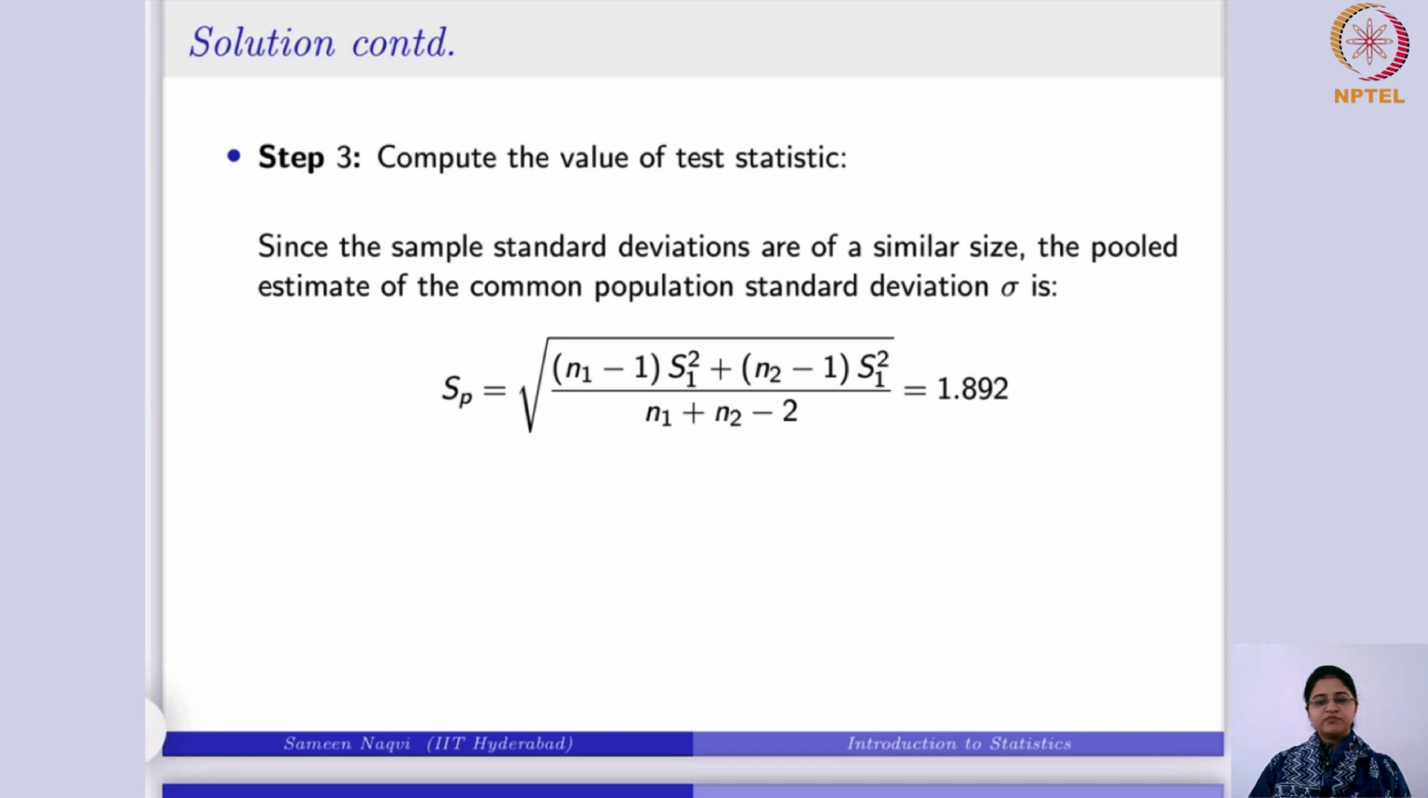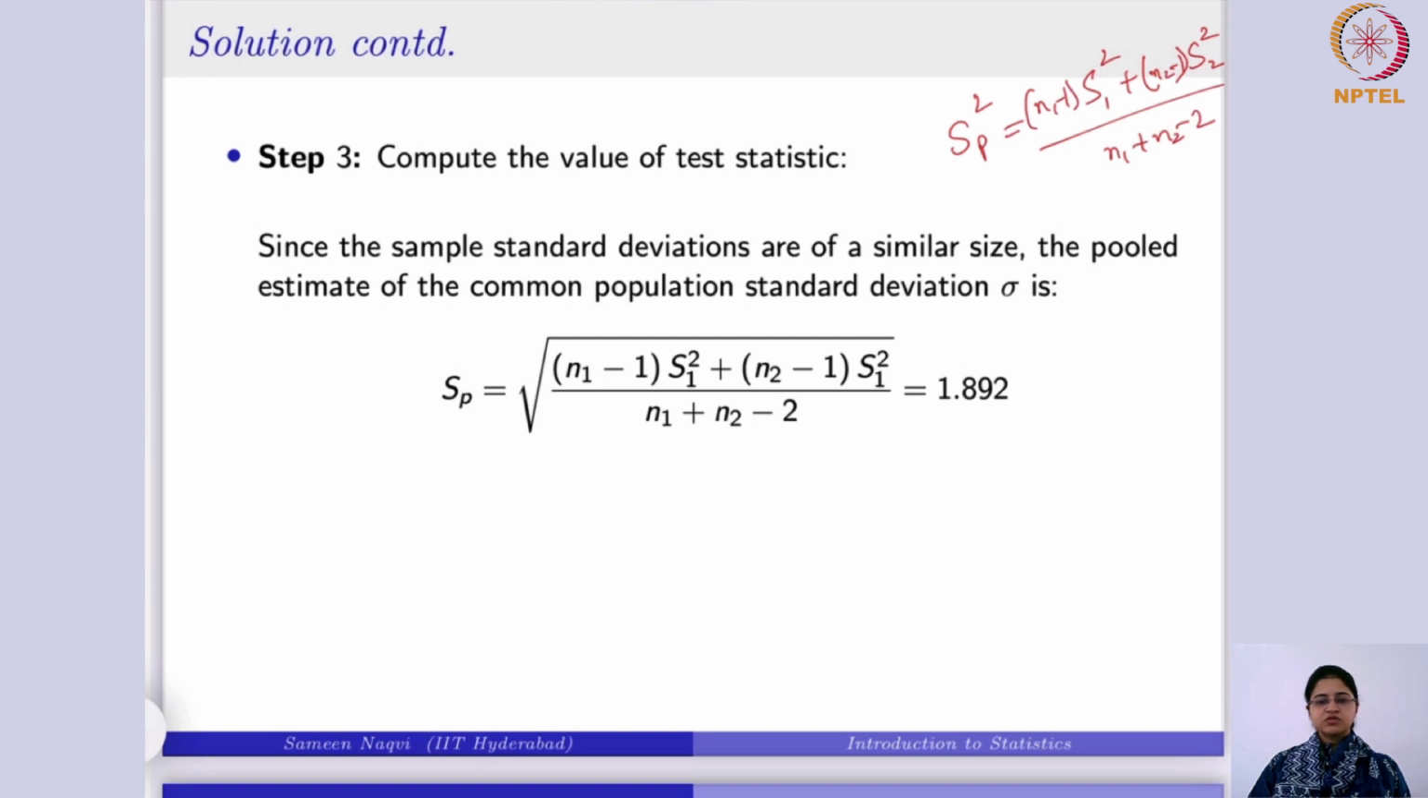We need the sample standard deviation, or the pooled variance. The formula for the pooled variance is basically, you can just consider the square root of this: (n1 minus 1) s1 square plus (n2 minus 1) times s2 square, divided by n1 plus n2 minus 2. So it is a weighted average of your sample variances.